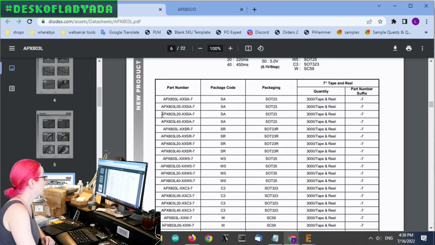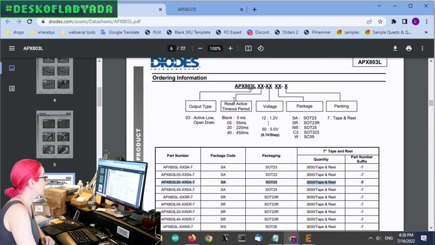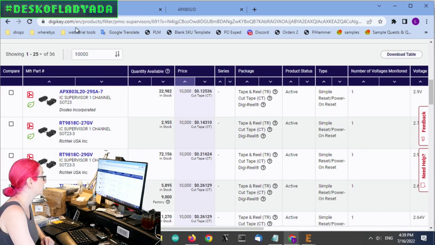So this looks like it's got the right pinout. It's the SA pinout. And then, let's see, 803, blank, 0 millivolts, SA package, and then the real active low open drain. So this is actually pretty good. And the L20 means it's 220 milliseconds, which is exactly the same thing as we had before. So this is a great option. So I'll probably pick up some of these, but I also want to look at some other options.